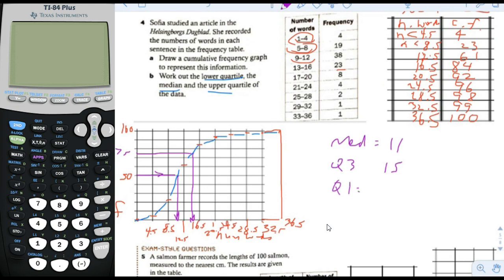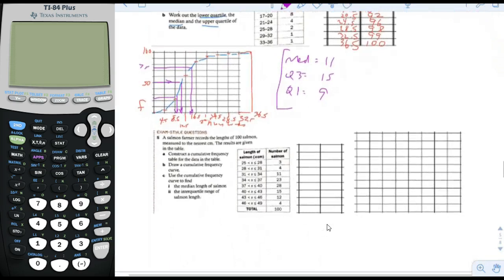Q1 is at 25. It's about there. And then that would be like maybe 9. Okay, I'm just eyeballing these. They don't have to be super exact. Obviously, you're not going to be able to do it really exactly. But so this answers question B, right? Okay, moving on to the last one on this page.